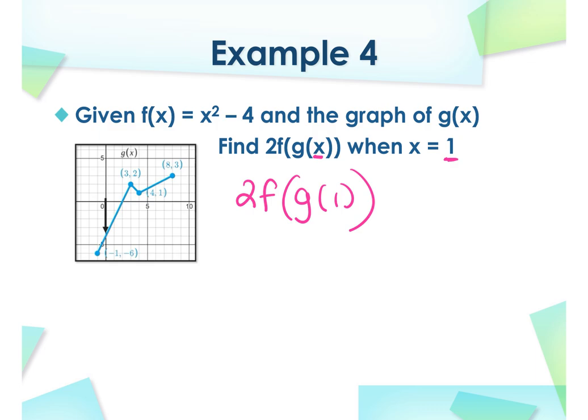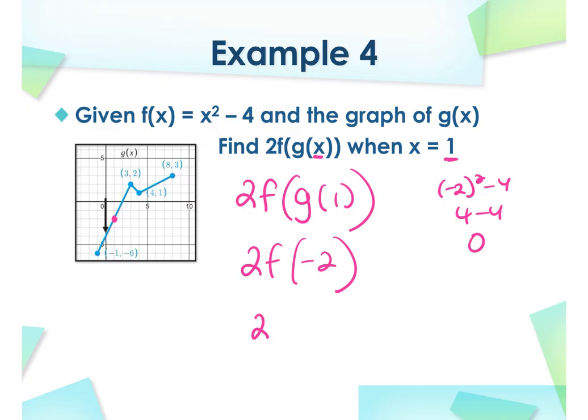Start innermost parentheses first. Notice that this is my g of x. It says it here. The graph is the g of x, and the f of x is the equation. So if I want to find g of 1, I'm going to my graph. What is g of 1? Negative 2. So g of 1 becomes negative 2, and then I want to find f of negative 2. So I use the equation, right? Negative 2 squared minus 4 would be 4 minus 4, which is 0. And I get 2 times 0, which is 0.